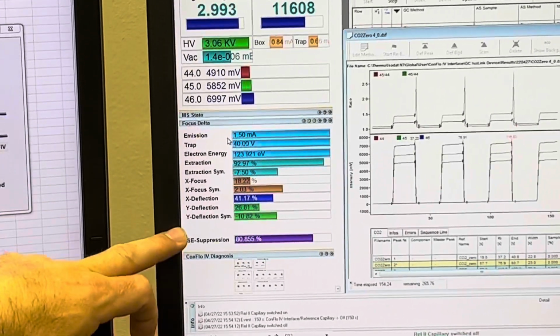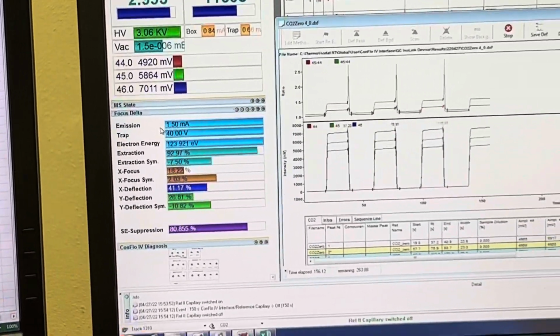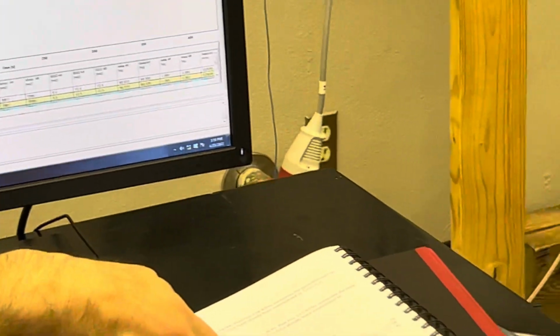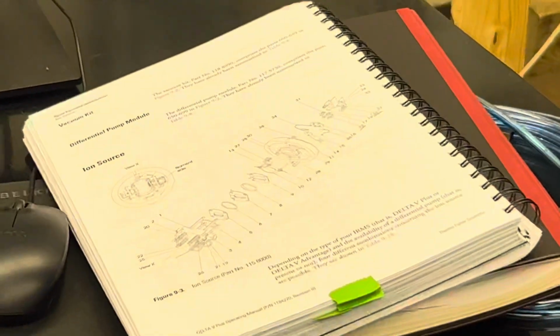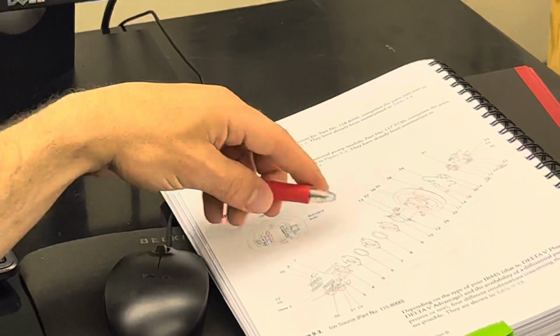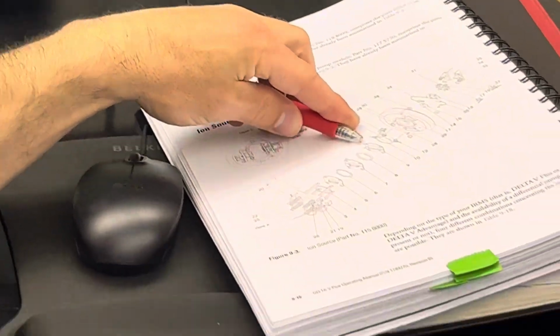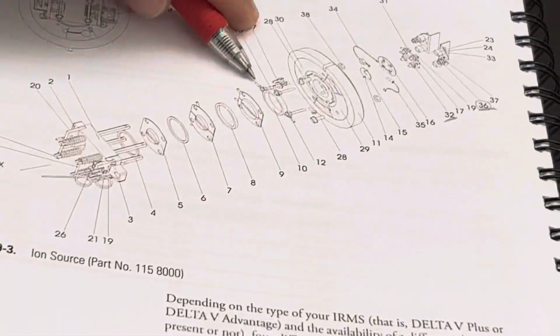X focus to the Y deflection, that is these physical plates. We were talking about that a little bit. So if you see these little nodes, these.